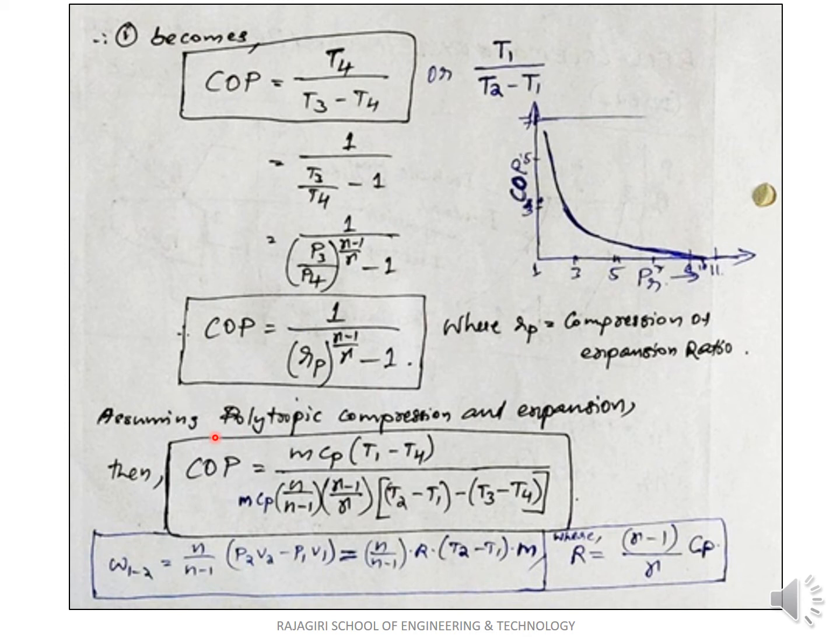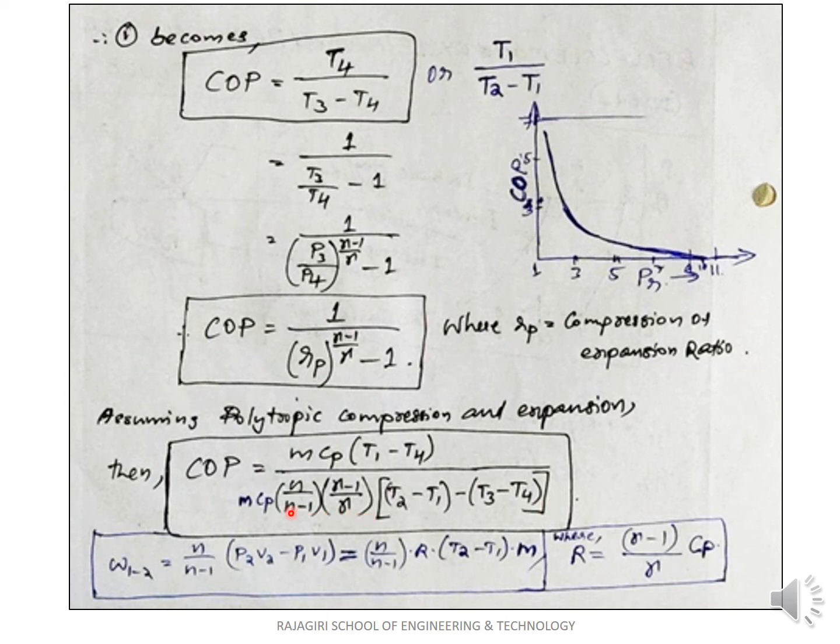If the compression and expansion processes are not isentropic, if it is a polytropic process, then the COP of the Bell-Coleman cycle will be equal to m Cp into (T1 minus T4), which is the heat absorption process or refrigeration effect, divided by m Cp [n by (n minus 1)] [(gamma minus 1) by gamma] [(T2 minus T1) minus (T3 minus T4)].